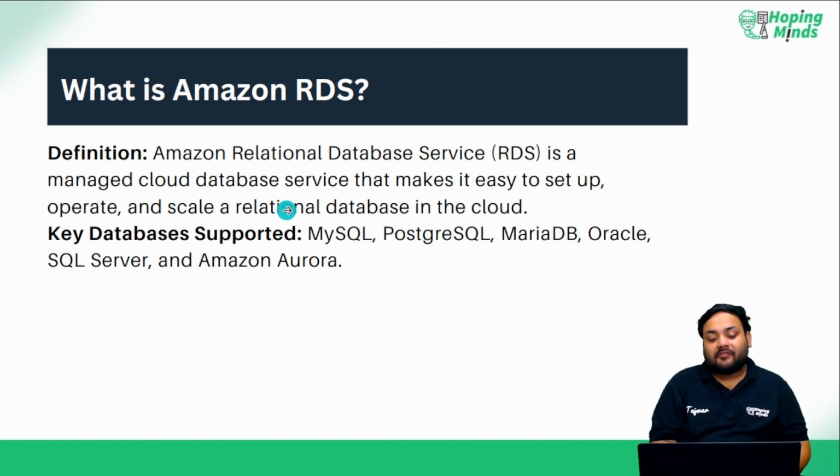So the definition of Amazon RDS: it is a managed cloud database service that makes it easy to set up, operate, and scale a relational database in the cloud. It is a service for relational databases like MySQL, PostgreSQL, MariaDB, Oracle, and SQL Server, and Amazon has its own database, which is Amazon Aurora. So we have these kinds of databases with us, and we are going to use them.